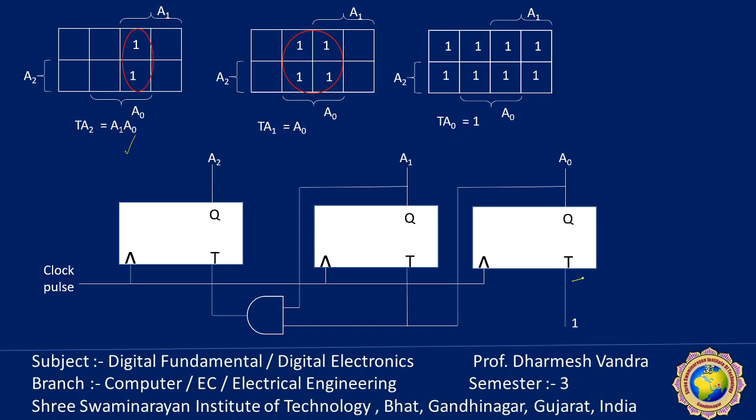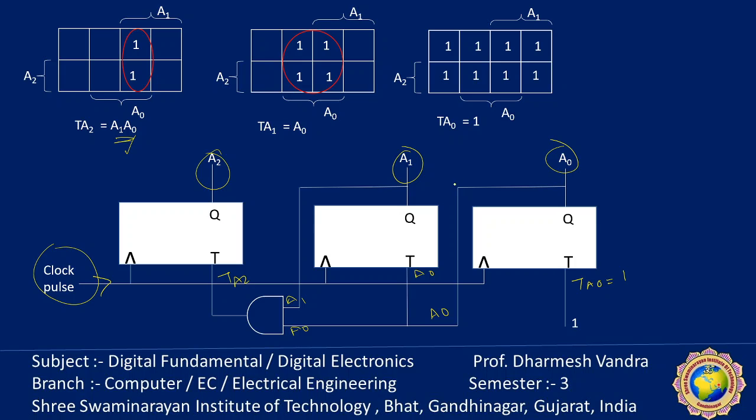TA0 is always 1. This is A0. So this will become A0, TA1 equal to A0, and this is A1, this is A0, AND operation is the TA2. So this output count is equal to the number of clock pulses passing through this circuit. It is called a 3-bit binary synchronous counter.